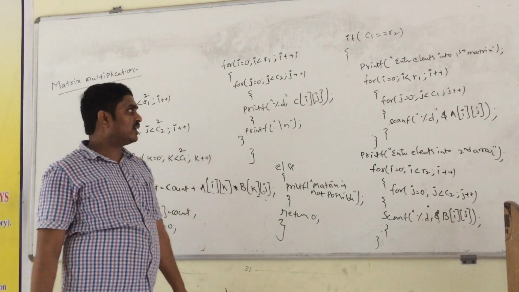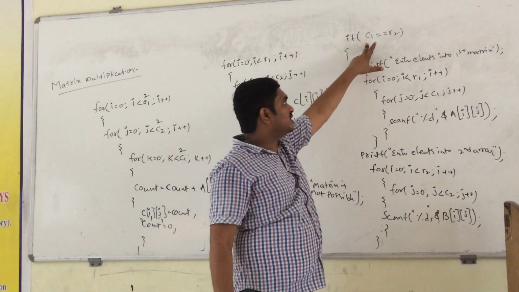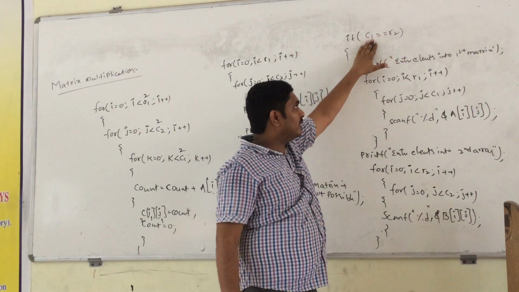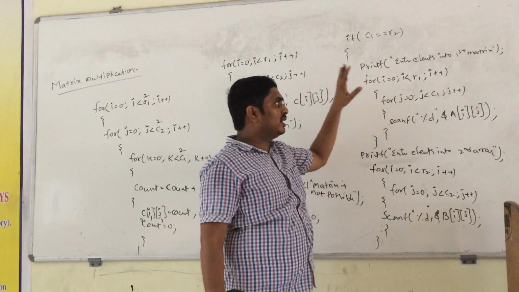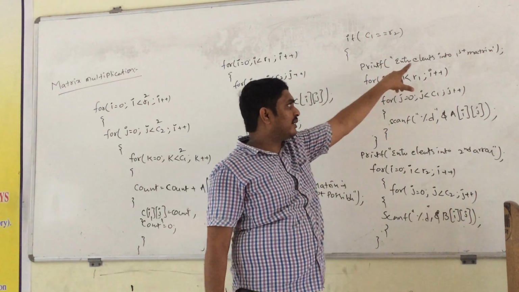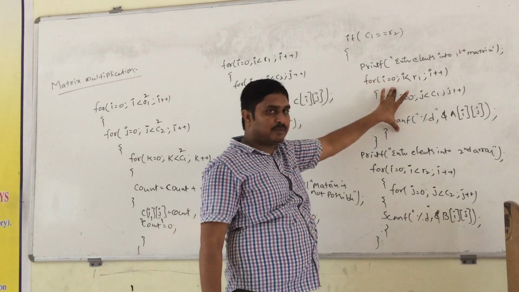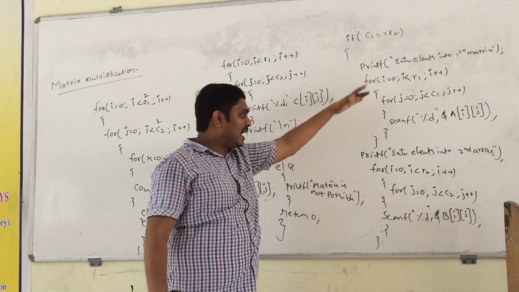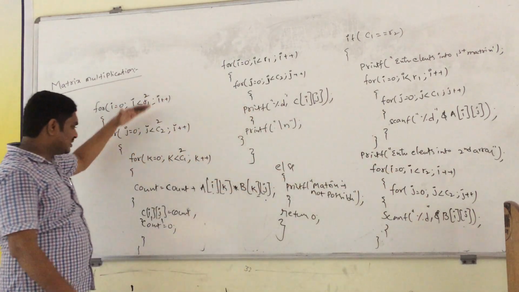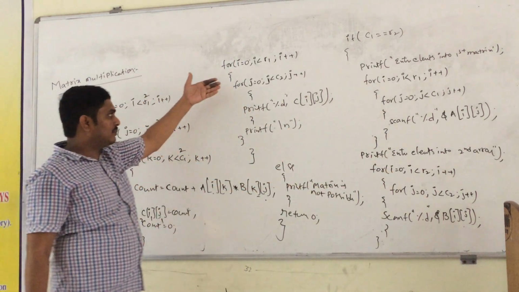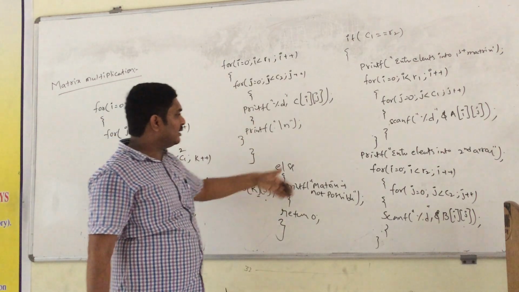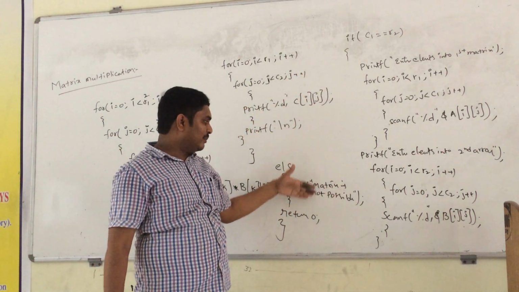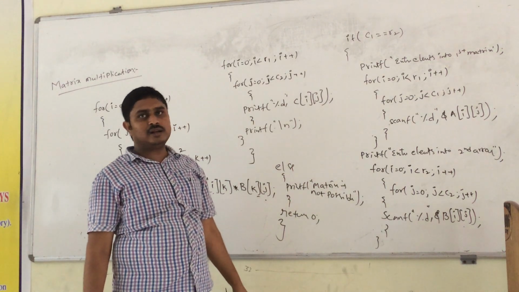So in the matrix multiplication, first we check if the number of columns in the first matrix is equal to the number of rows in the second matrix. Then only we can perform the matrix multiplication. First take one matrix and enter the elements into that matrix, and take a second matrix and enter the elements into the second matrix. After that, perform the matrix multiplication. After that, print the result. Then the else condition. If it is false, then the else condition is executed. That is, matrix multiplication is not possible.